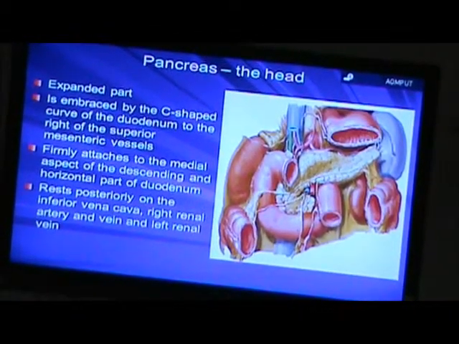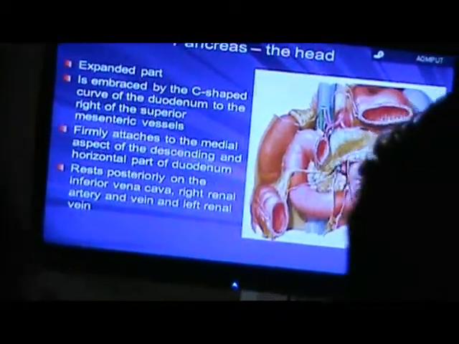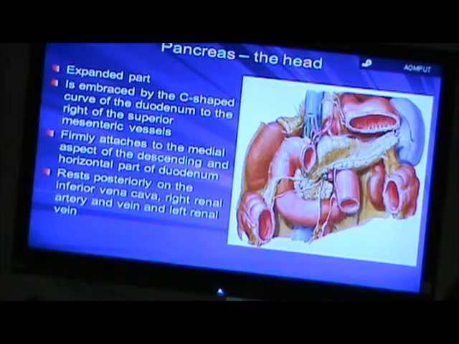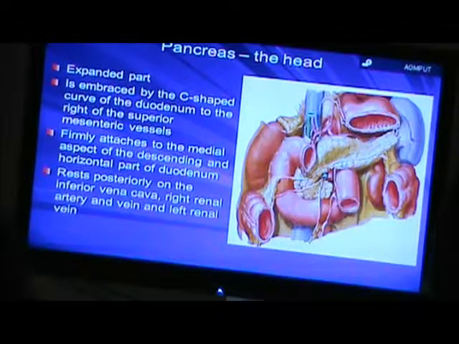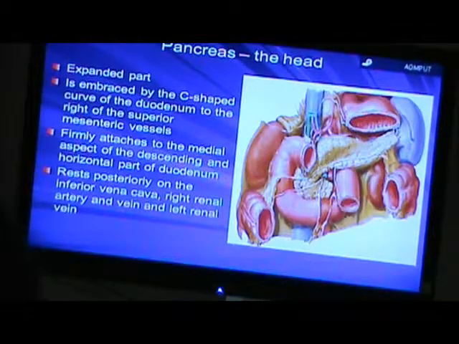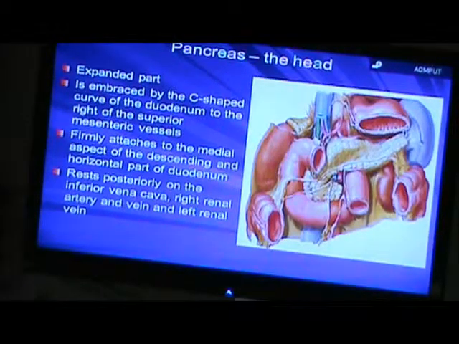The head of the pancreas is the expanded part, embraced by the C-shaped curve of the duodenum to the right of the superior mesenteric vessels. Here we can see the superior mesenteric artery and vein. The head of the pancreas is firmly attached to the medial aspect of the descending and horizontal parts of the duodenum. The head rests posteriorly on the inferior vena cava, the right renal artery and vein, and the left renal vein, which passes on the left side.